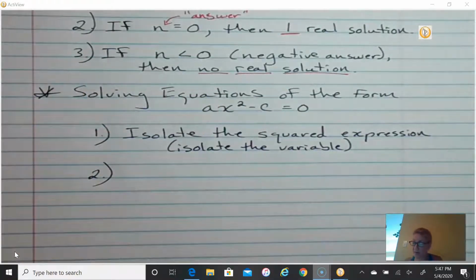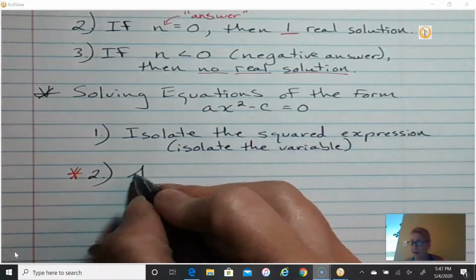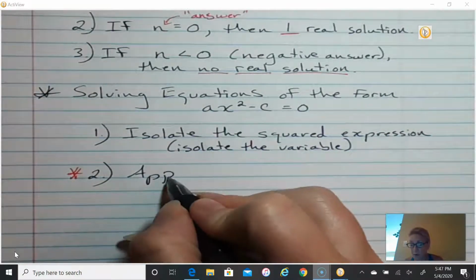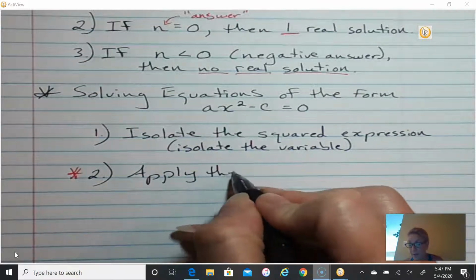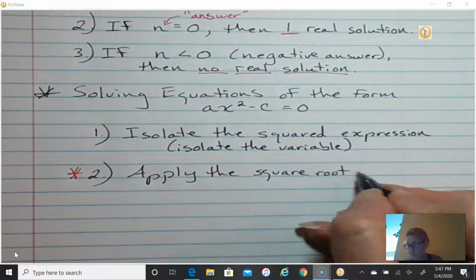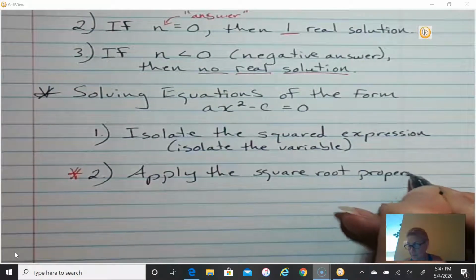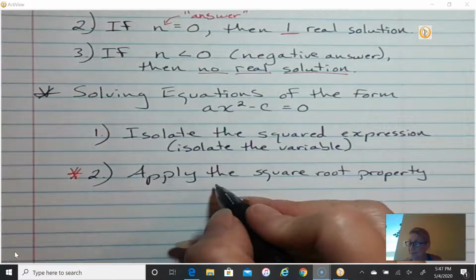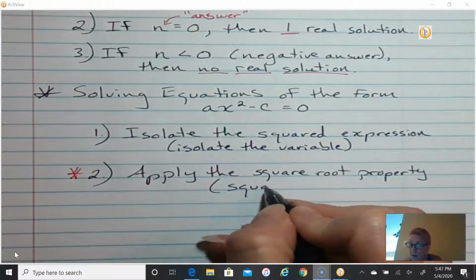All right, now step 2, put a little red star there because that's important. After you isolate the variable, you're going to apply the square root property. And what that means, square everything.